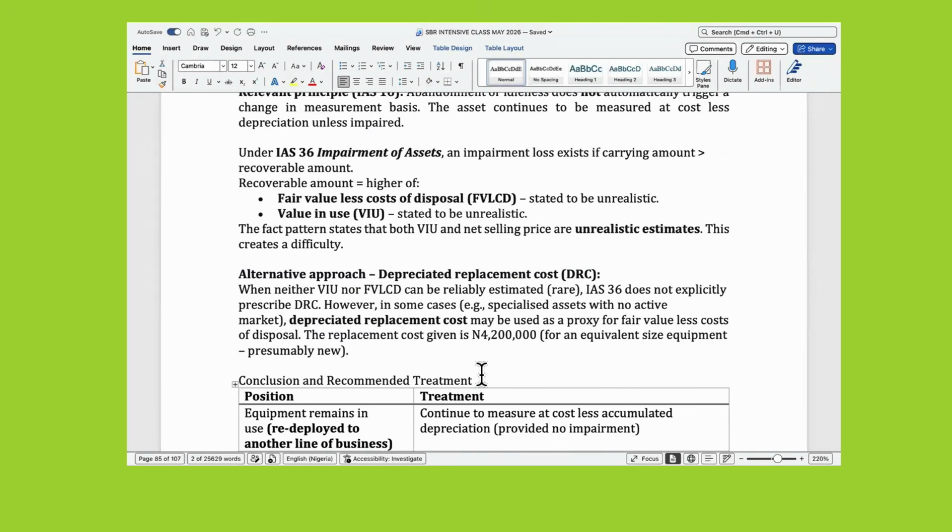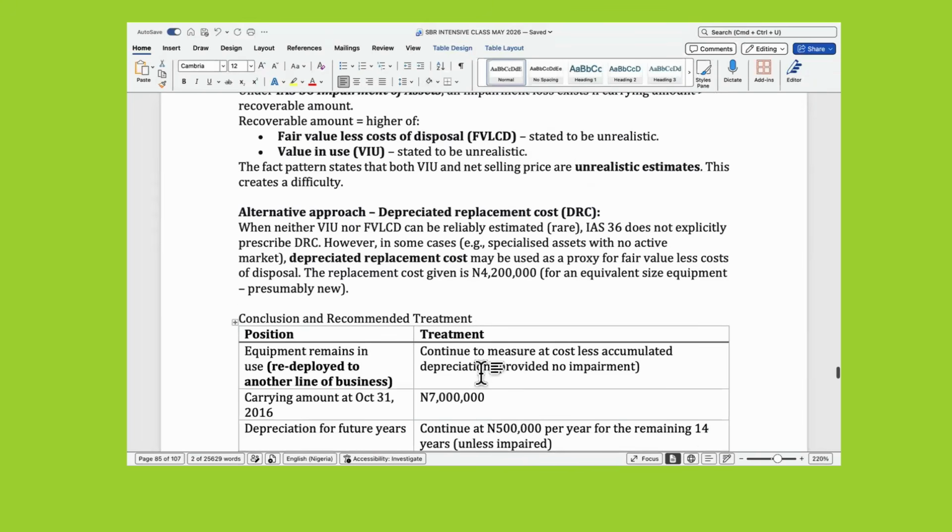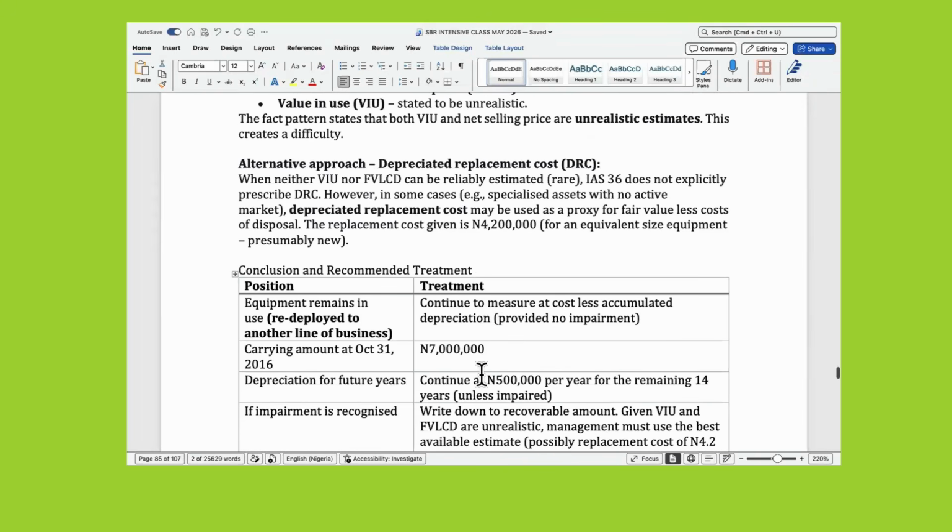I explained thoroughly that being abandoned does not mean that you stop depreciating or you would remove the asset from your books. No, you still continue to depreciate. You still continue to measure it at cost minus accumulated depreciation. You still continue to charge depreciation.